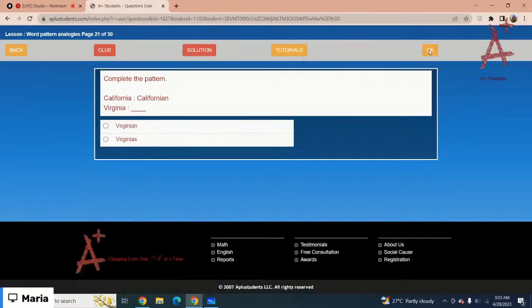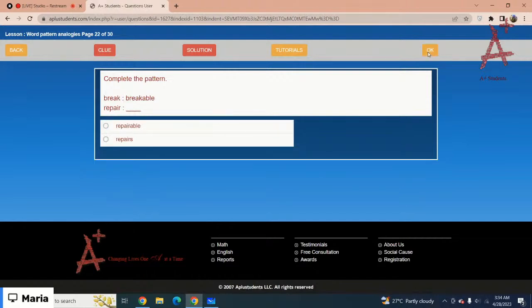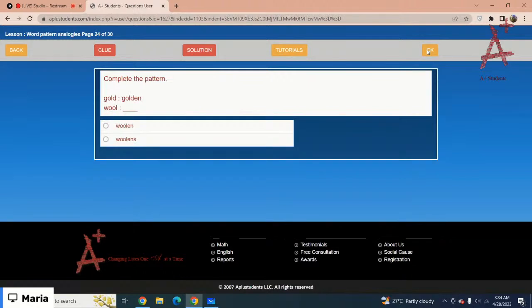California, Californian, Virginia. California, Californian, Virginia, Virginian. Option number one is the correct option. Break, breakable, repair. Yes, that is repairable. Friend, friendly, neighbor. Neighborly, that is option number one. Gold, golden, wool. Yes, that is woolen.